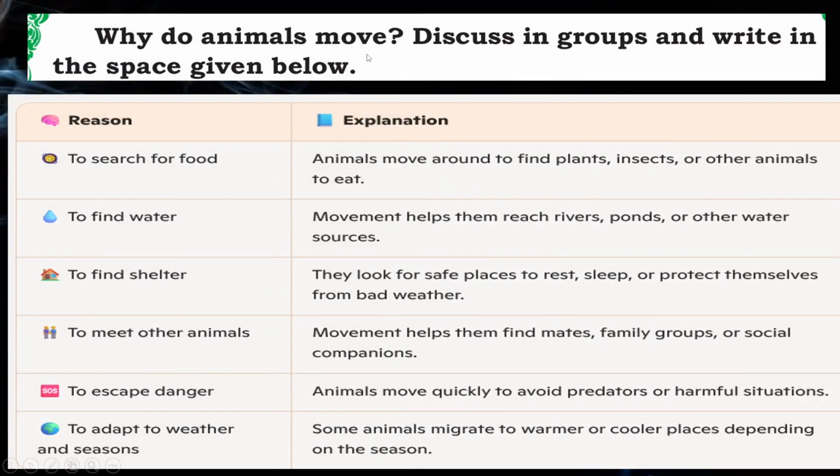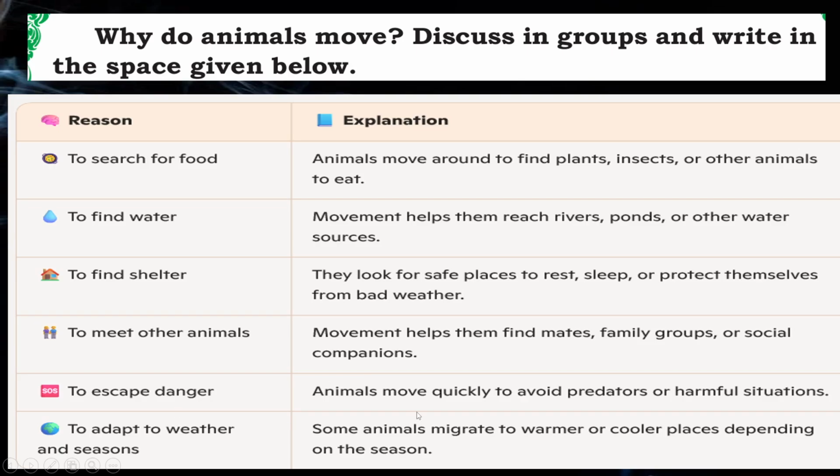Why do animals move? Discuss in groups and write in the space given below. To search for food. Animals move around to find plants, insects, and other animals to eat. To find water. Movement helps them to reach rivers, ponds, and other water sources. To find shelter. They look for safe places to rest, sleep, and protect themselves from bad weather. To meet other animals. Movement helps them find mates, family groups, or social companions.